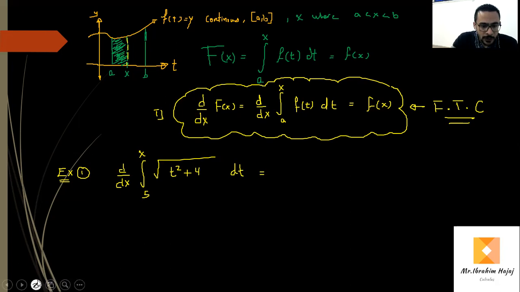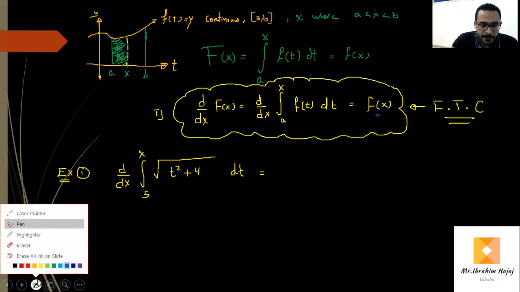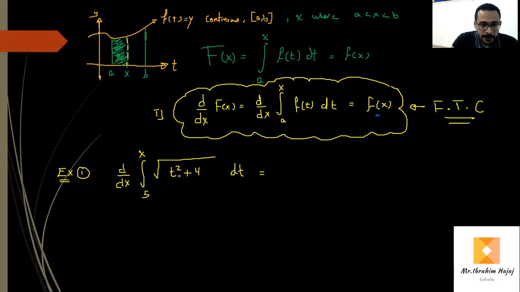If you would like, guys, to know the final answer directly, simply you will let t be x, because we said that at the end it's f of x. So let me write x squared plus 4 here, and this is the final answer. But when you solve it, you let the square root of t squared plus 4 be equal to f of t.